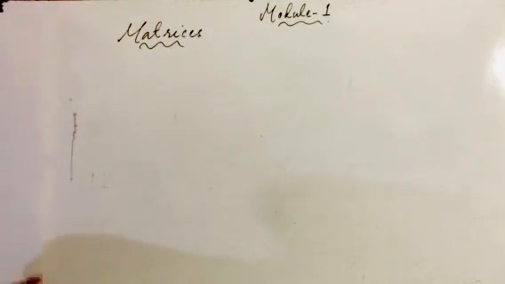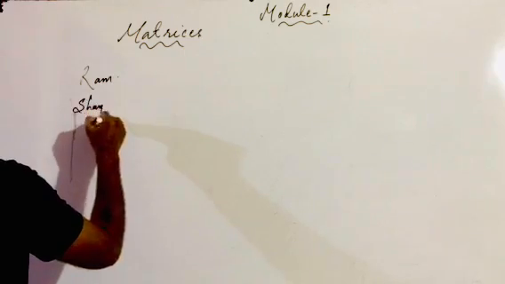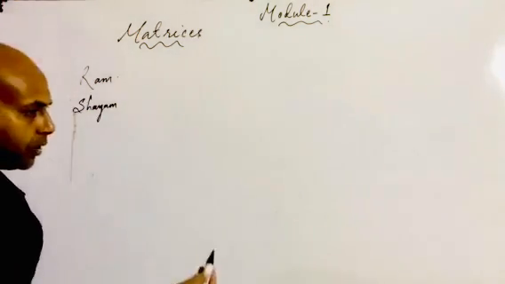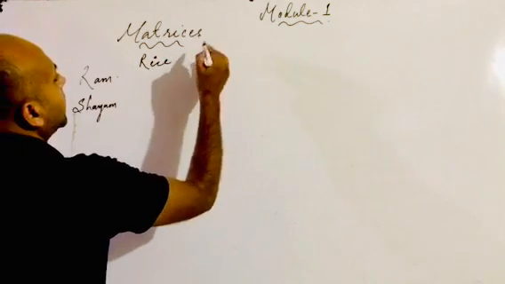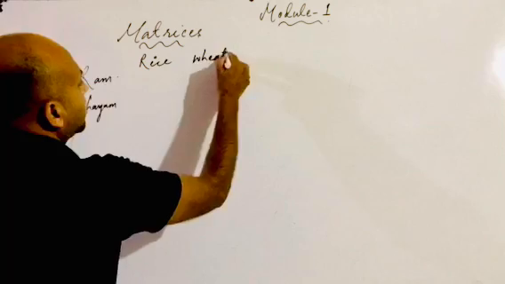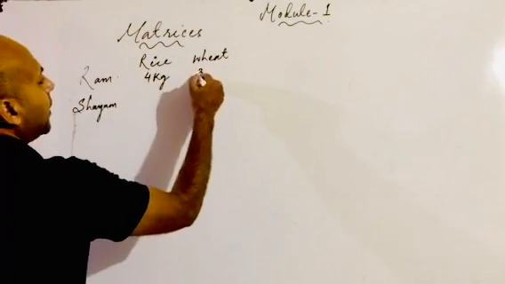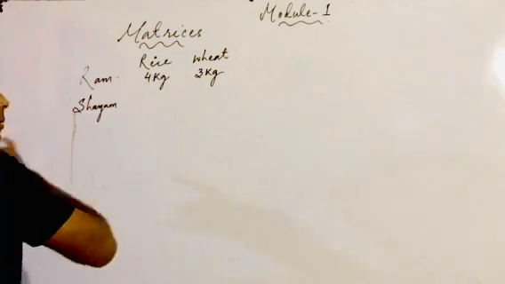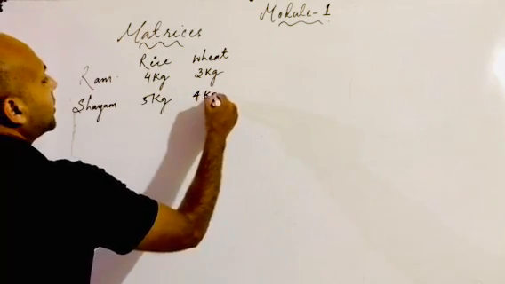So first of all, if somebody asks you what do you mean by the term matrices, how will you define it? To define it, I'll give you one example. Let us consider two persons, Ram and Shyam. In this situation of lockdown, they went to the market to purchase two things, rice and wheat. Ram purchased 4 kilogram of rice and 3 kilogram of wheat, while Shyam purchased 5 kilogram of rice and 4 kilogram of wheat. Is it clear?